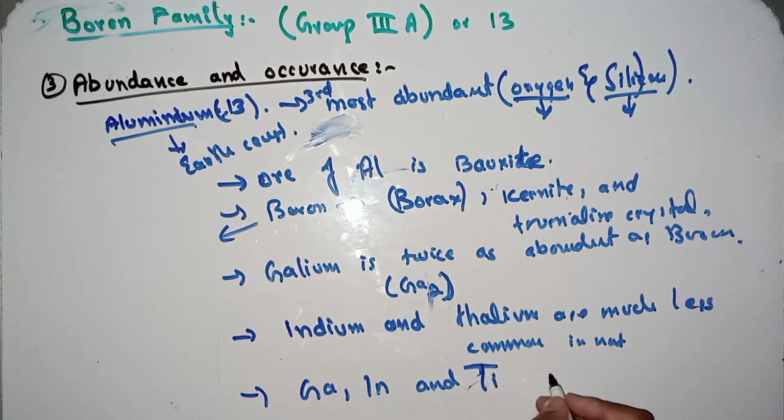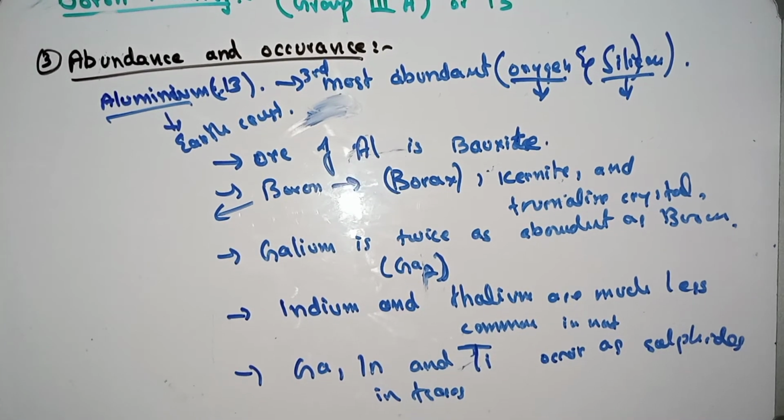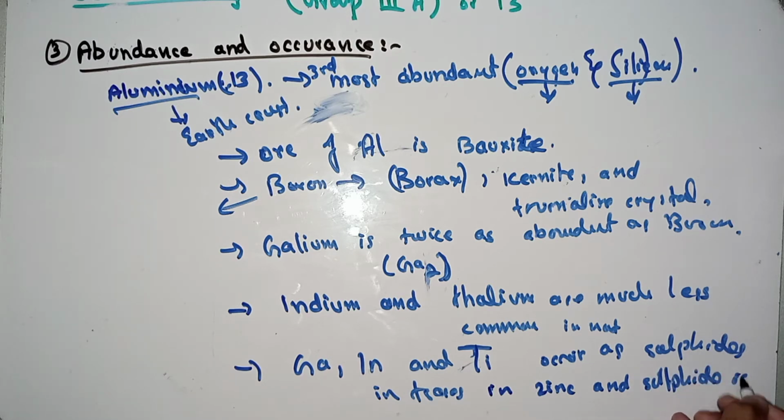These are also occurring as sulfides and traces in zinc and sulfide ores. Yeah, these all are about the abundance and occurrence of boron.